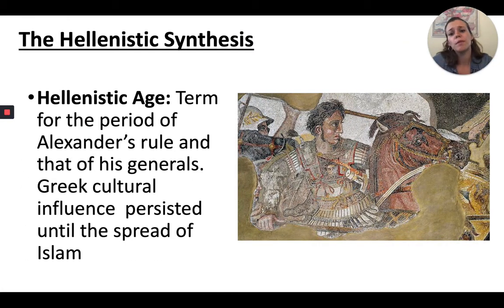It's a term used to refer to this time period because Alexander's not going to live very long. He's going to conquer all these places, and then he's going to die at age 30. But everywhere he goes, he spreads Greek culture. He builds an agora and an acropolis. He spreads Greek philosophy and Greek language.